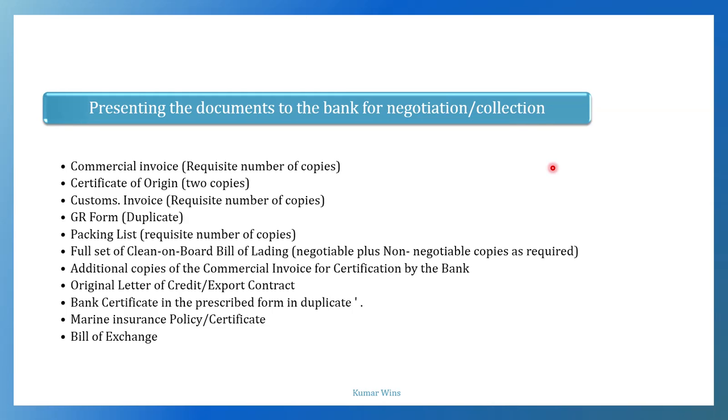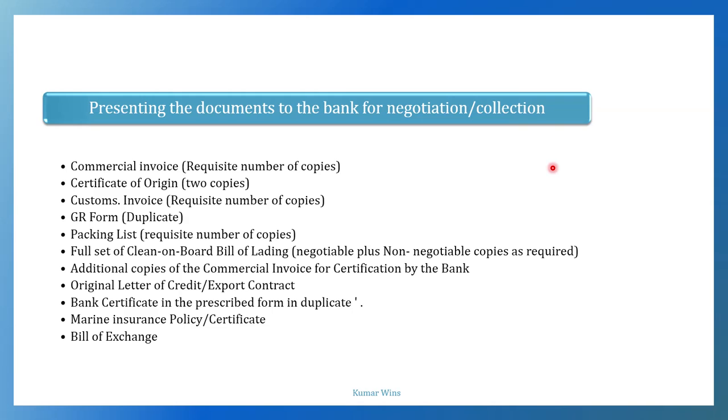So let me tell you something about the GR form. As I said earlier, GR form, also called guaranteed remittance form, is submitted to the customs department by the exporter before shipping the goods. In fact, this form is submitted to customs where the customs at the harbor is not computerized, that is, there is no provision of EDI, electronic data interchange.